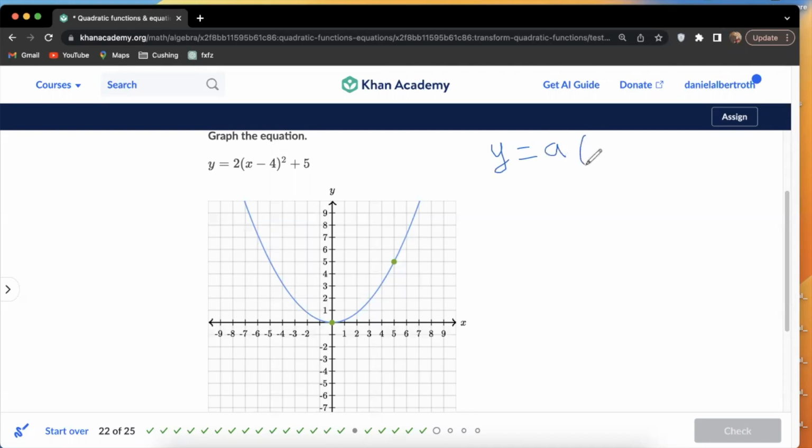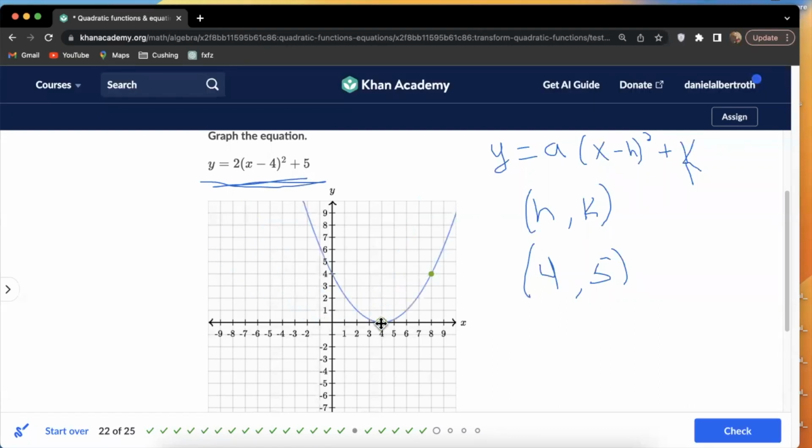A times x minus h, square it, and add k. So the vertex for us is (h, k). In this equation, h is 4, because we're subtracting 4, and k is 5, because we're adding that 5. So the vertex is (4, 5). I'm going to plot (4, 5).